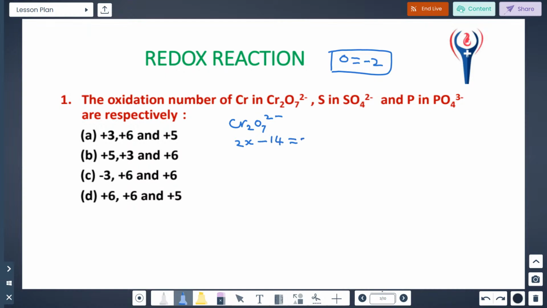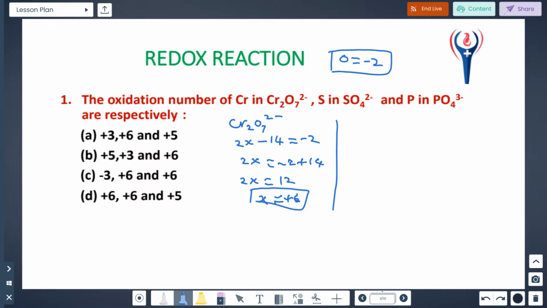So 7 into -2, you know that is -14, which is equal to -2. The 2x is equal to -2 plus 14. Okay, so 2x is equal to 12. X is equal to what? Plus 6. Understood? Plus 6 is the answer. Okay, so like this we have to find out all the others.